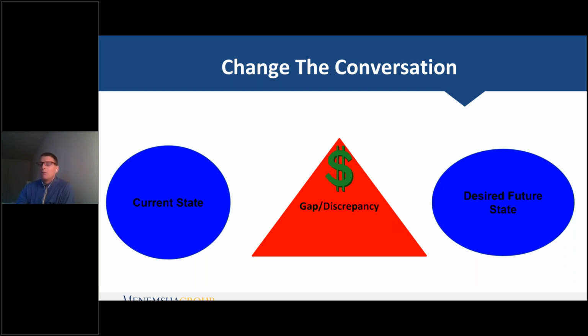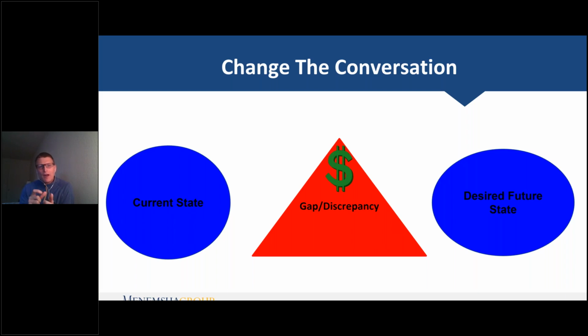Now, of course, you guys see up on the slide the big red triangle with the money sign or the dollar figure, and it says gap or discrepancy. So that gap or discrepancy, that's where your sales opportunity lies. So most customers have some sort of a gap or discrepancy that's preventing them from going from their current state to the desired future state. So it's this gap or discrepancy that represents the roadblock, the challenge, the pain point, if you will. And this is where our sales opportunity lies, which is why you see, again, the dollar figure there.